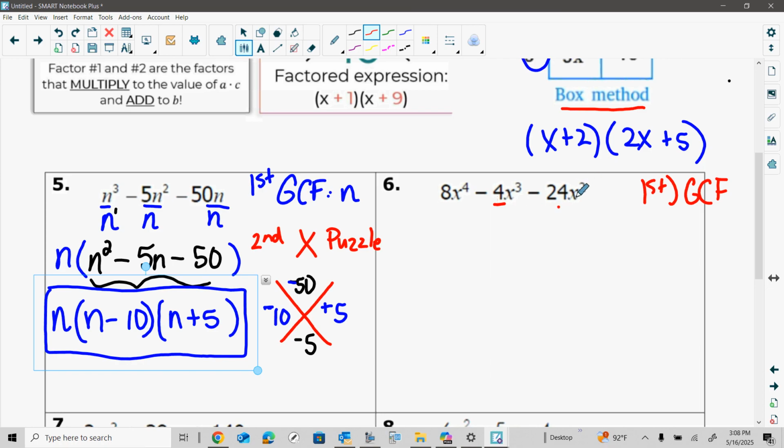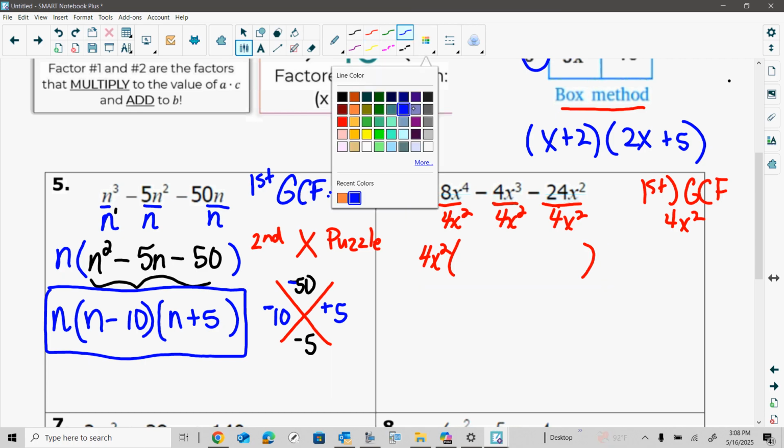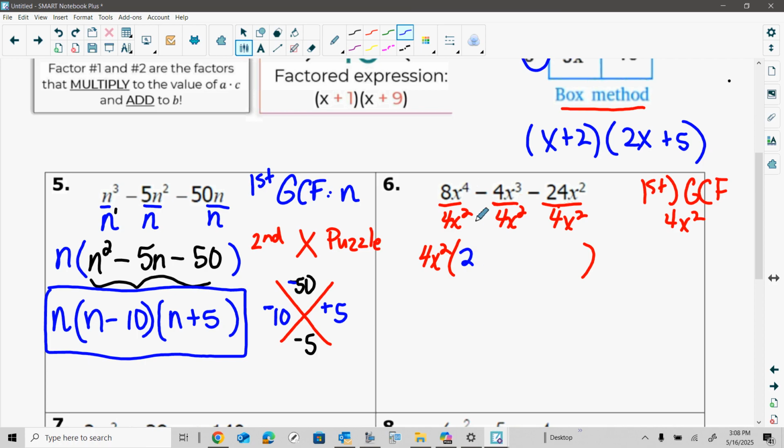With x squared, you take out the smallest one. So my GCF is 4x squared. I'm dividing each term by that GCF, and putting that GCF outside the parentheses. When I simplify, 8 divided by 4 is 2, and x to the 4th divided by x squared gives me 2x squared.